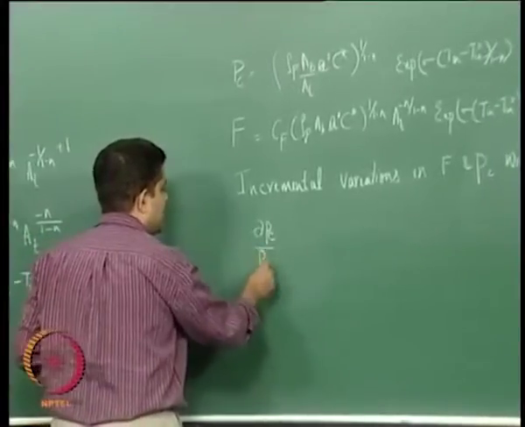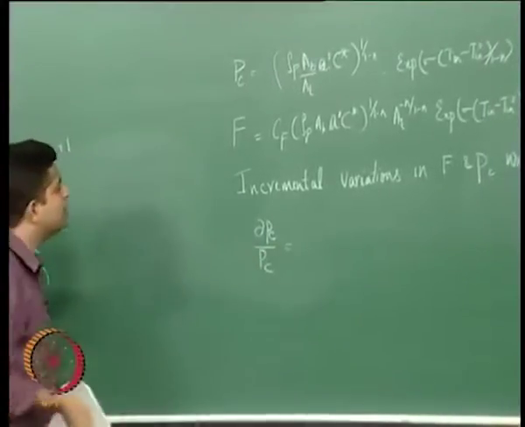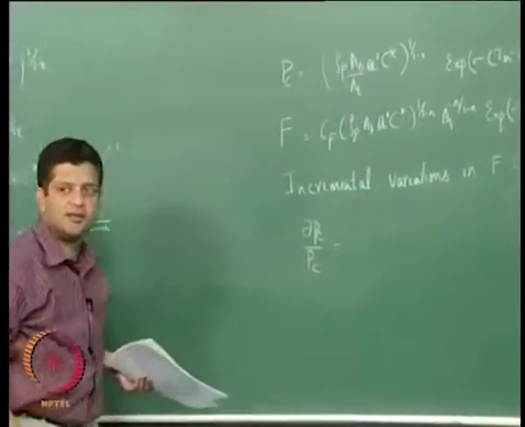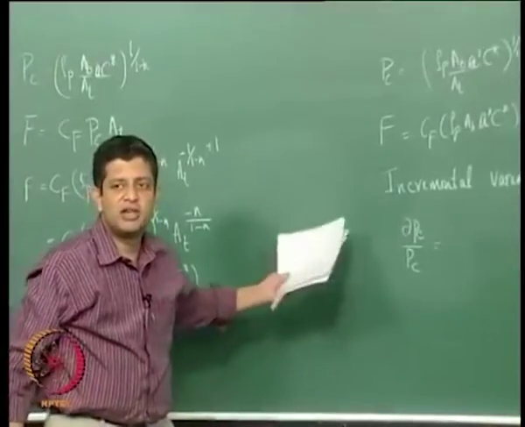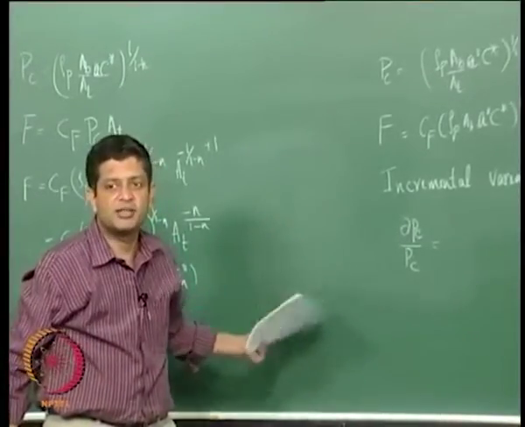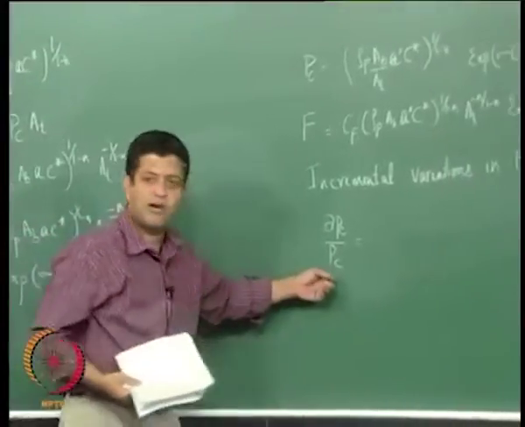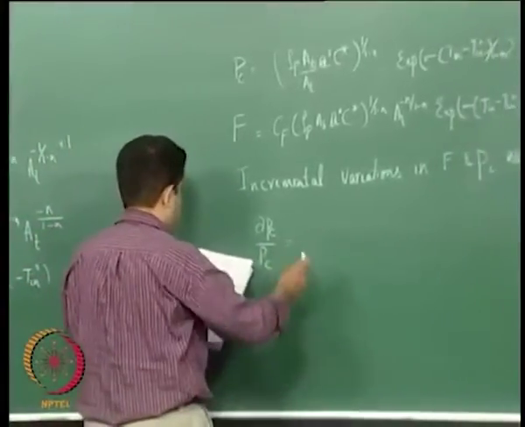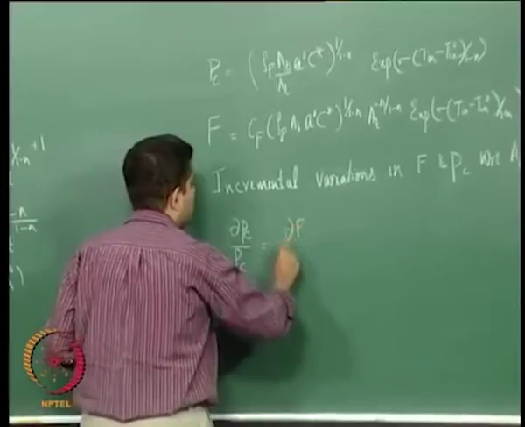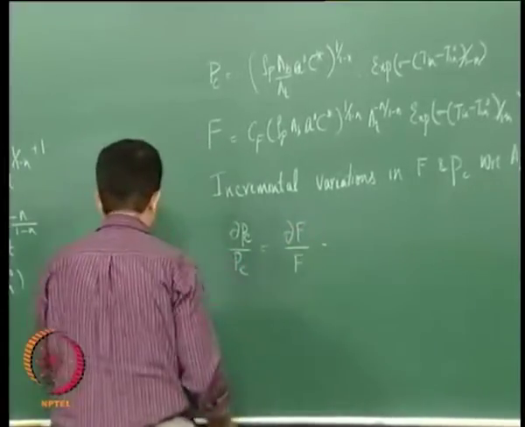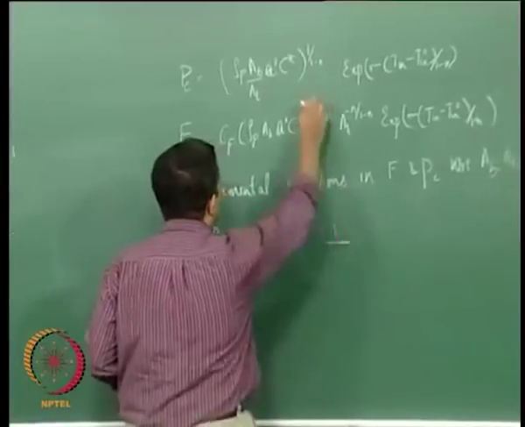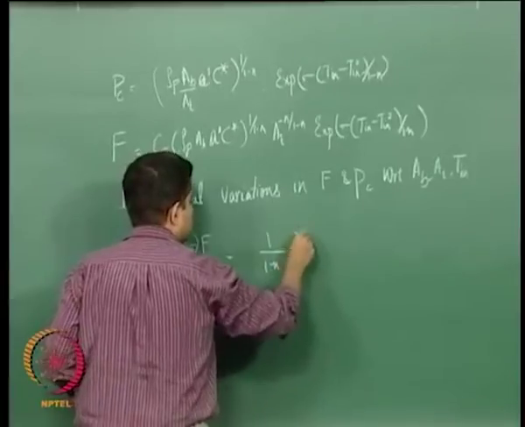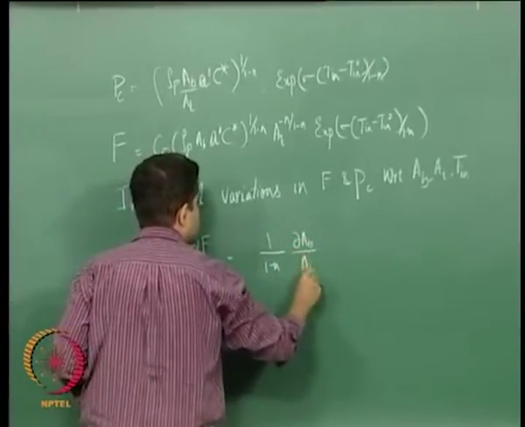If I take P c, if I divide it by P c, this is the same as A B appears in the same fashion in both these equations, right. So, the partial derivatives will be the same. If I take the partial derivative and divide it by the actual value, then I will get the incremental change. So, this will be the same as dou f by f is equal to, here, 1 by 1 minus n into, okay.